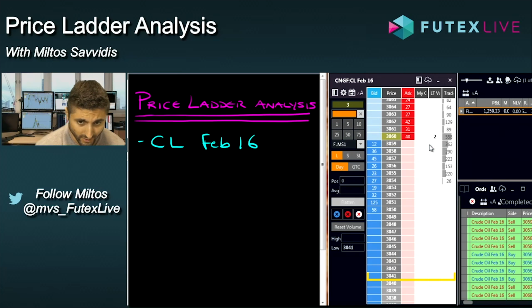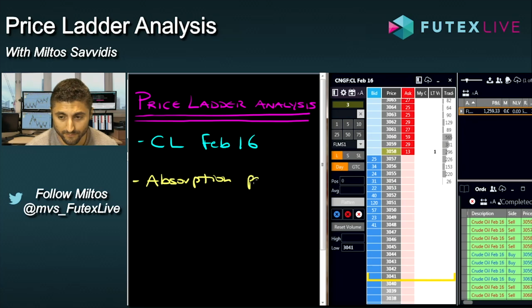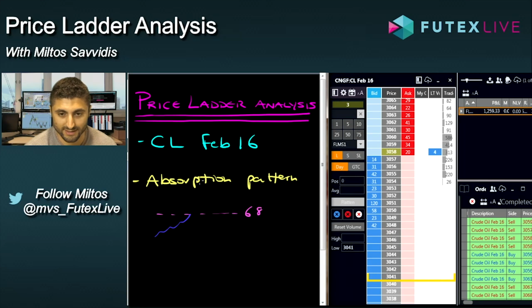Now, as we know, we can define those order flow patterns. The first one that we saw was very clearly an absorption pattern. So we had a very clear absorption pattern. The market made its way up to the price at 68s. This is our price at 68s.